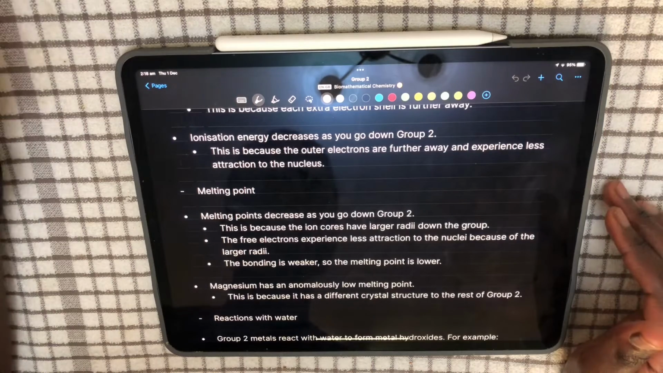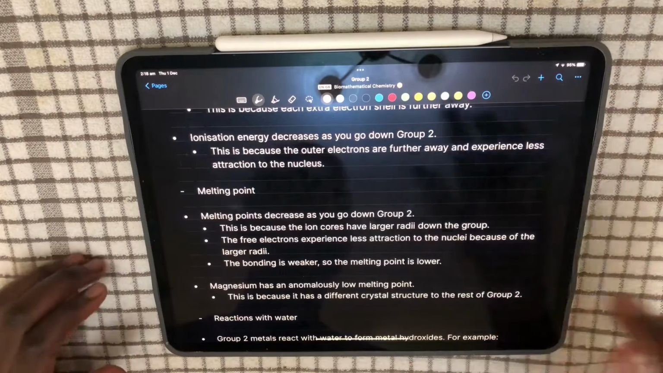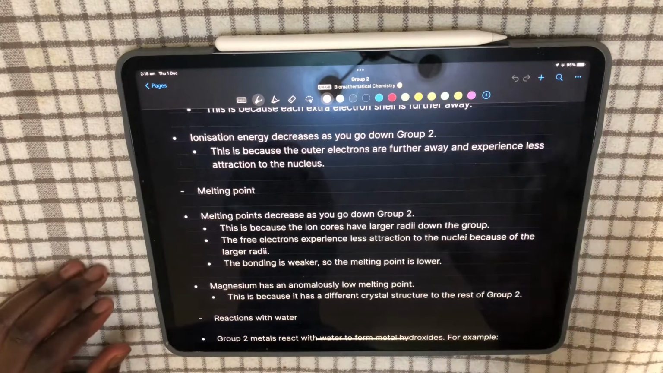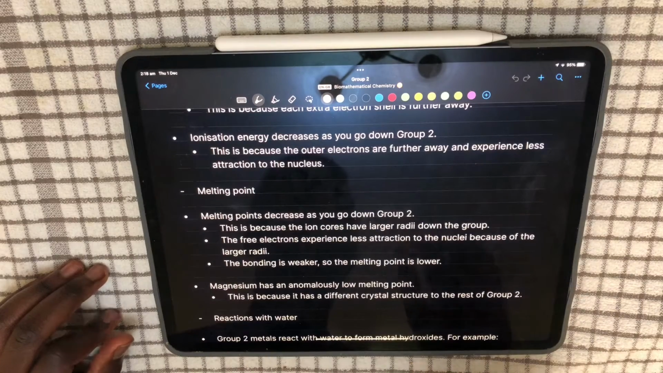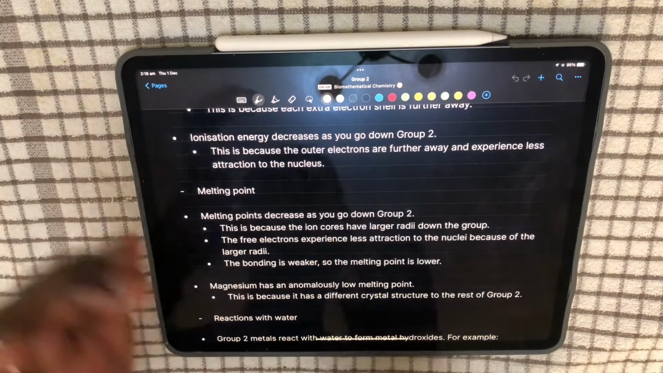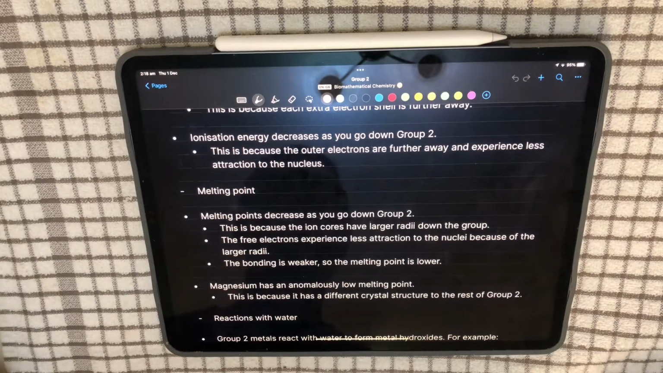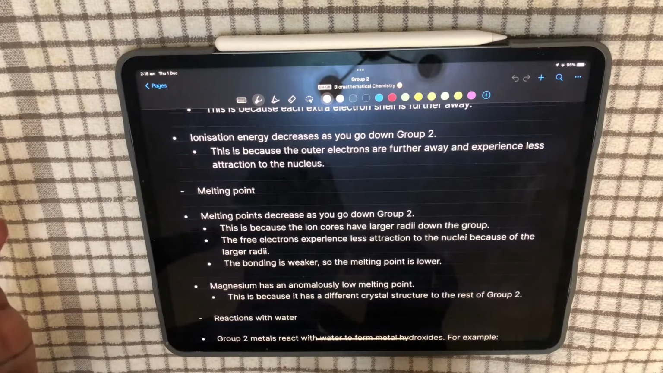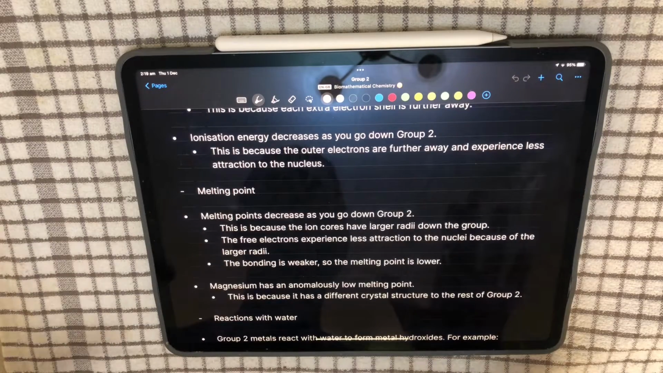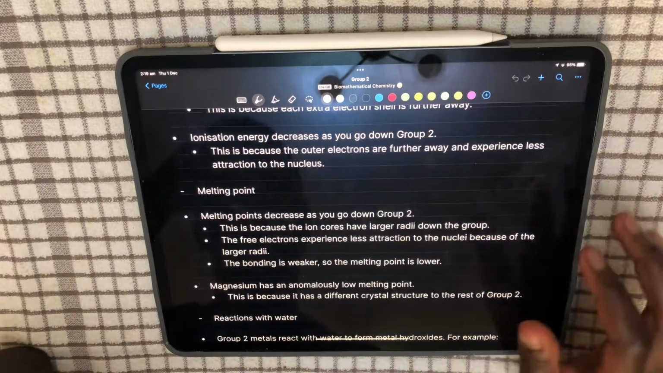So the more shells there are, because you're going down a group, you're increasing the number of shells. So that valence electron shell is further away, and there's more electron shielding, and the distance is also physically further away. Yes, there is an increased nuclear charge, but the fact that there are more shells overall means that there's a lower electrostatic force of attraction between the nucleus and the valence electrons on the outermost shell, on the valence shell.